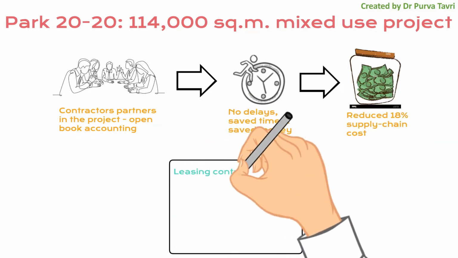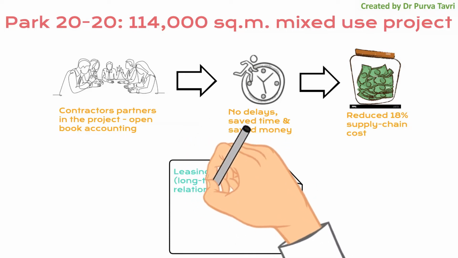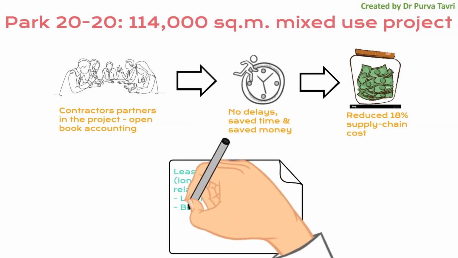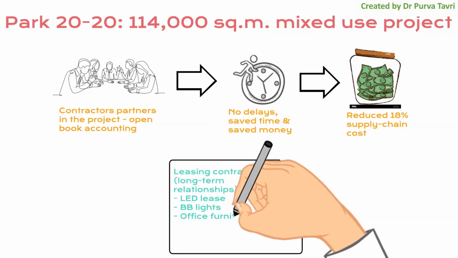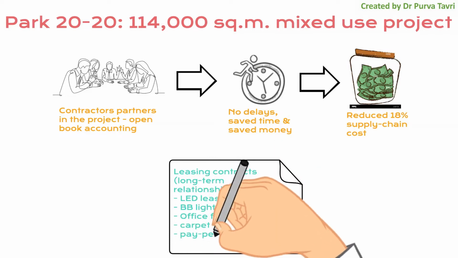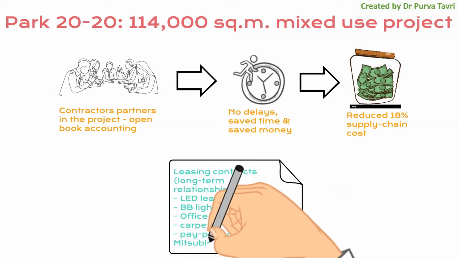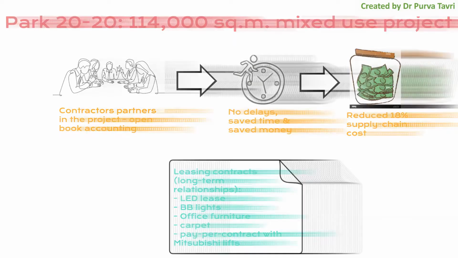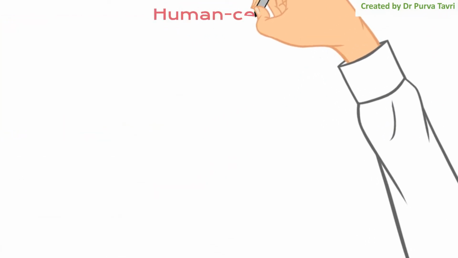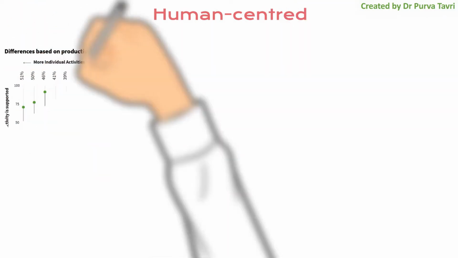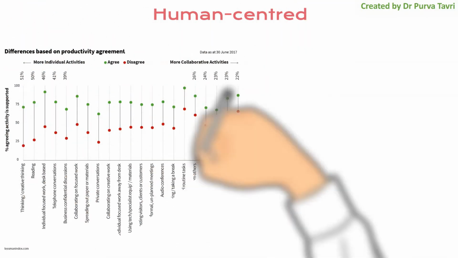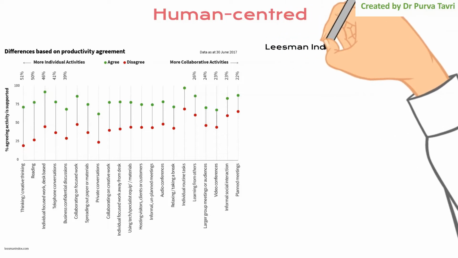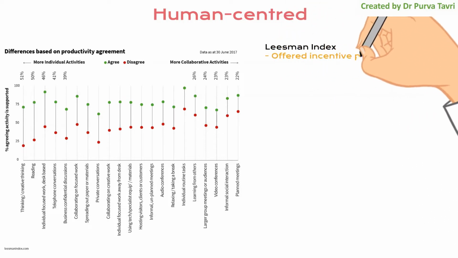high quality output. Using leasing and paper contracts further enhanced long-term partnerships with companies such as LED Lease, BB Lights, Ripe Furniture, Deso Carpets, and Mitsubishi Lifts. It is not all financial and environmental benefits, but also a human-centered approach, whereby the project used the Leesman Index occupant satisfaction survey.